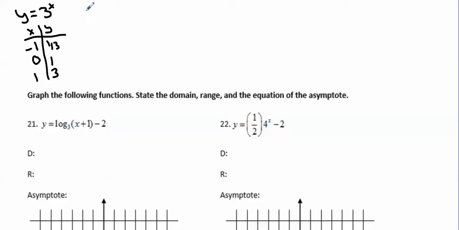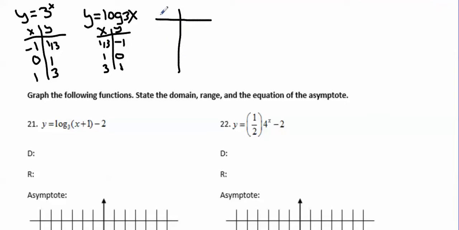Now, since exponential and log functions are inverses, my parent function for my log is log base 3 of x. When I make the table of values for my log function, I am swapping the x and y since they're inverses. So my x values are going to be 1/3, 1, and 3, while my new y values are going to be -1, 0, and 1. Now that I have found the inverse of my exponential, I'm going to apply my transformation. So I'm going to make a third table.